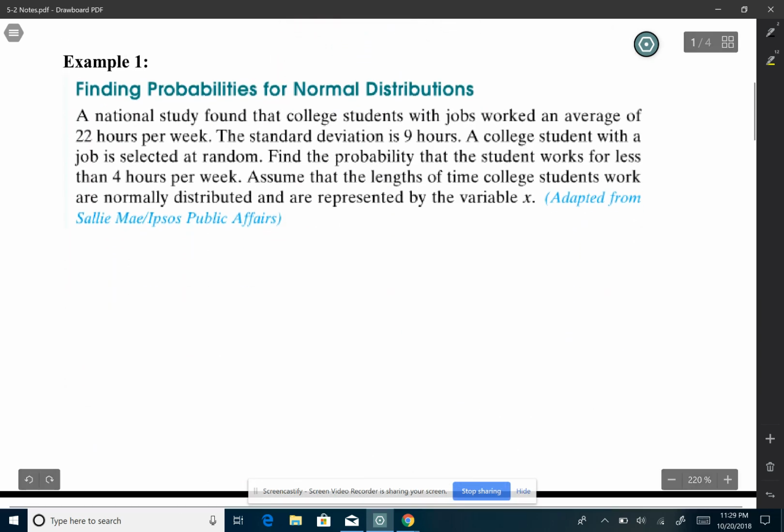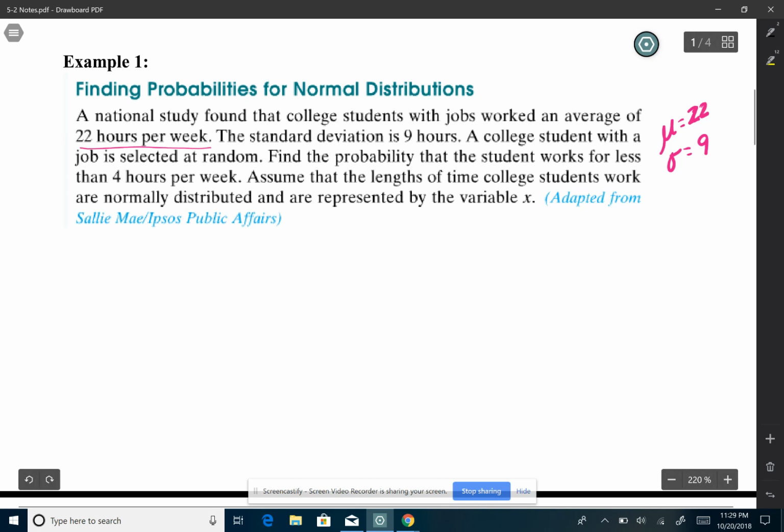So on our example, finding probabilities for normal distributions, a national study found that college students with jobs worked an average of 22 hours per week. The standard deviation is 9. So that's telling us that the mean is 22 and the standard deviation is 9. A college student with a job is selected at random, find the probability that the student works for less than 4 hours per week.